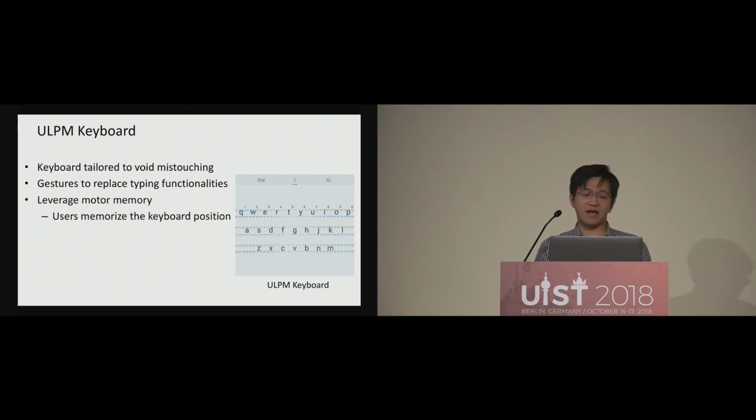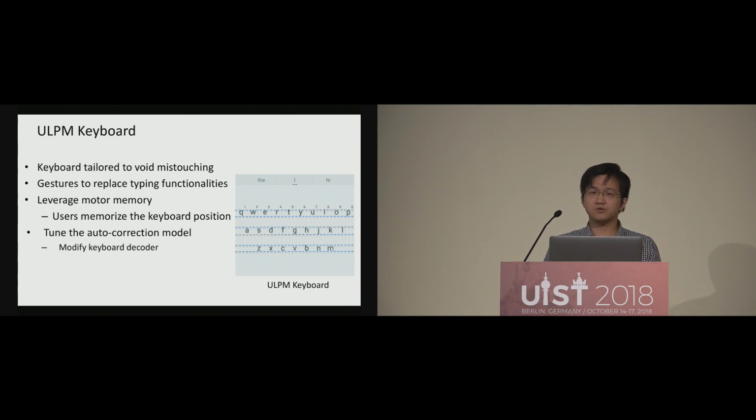Another point is that we leverage motor memory. Please notice here that all the alphabetical keys still remain in their original positions, because the user has already memorized the keyboard layout. We also tune the auto-correction model. Since the screen is turned off in the screenless condition, users more easily type the wrong word, so we modify the keyboard decoder. We also add audio feedback to read out what users have typed, and we did a study showing this consumes negligible power.